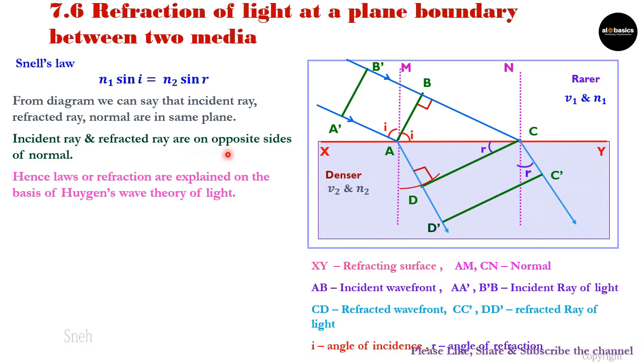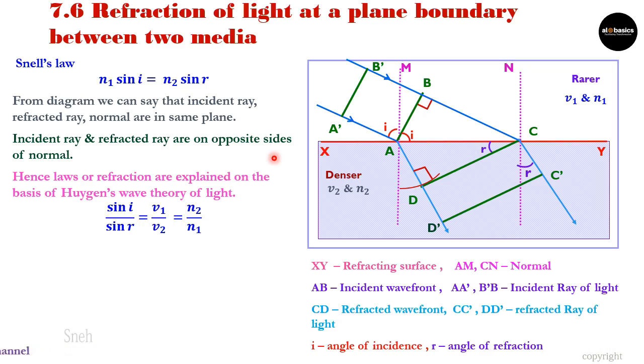Incident ray and refracted ray are on the opposite sides of the normal. See, the second law and third law are the same for reflection phenomena as well as for refraction phenomena. Only their first laws are different. So, in this way, on the basis of Huygens' principle, refraction phenomena can be explained.